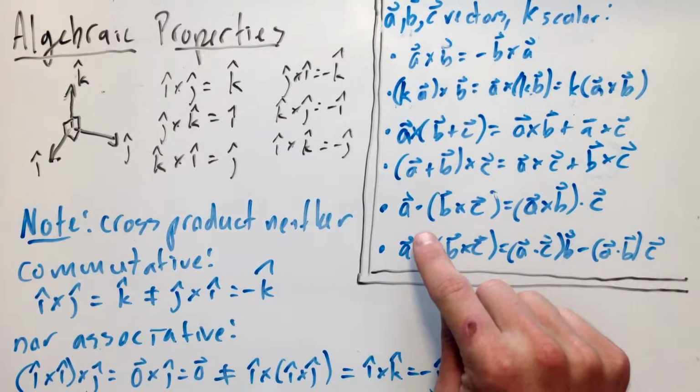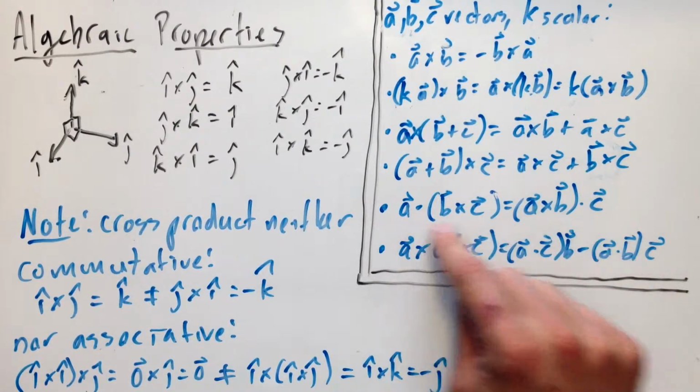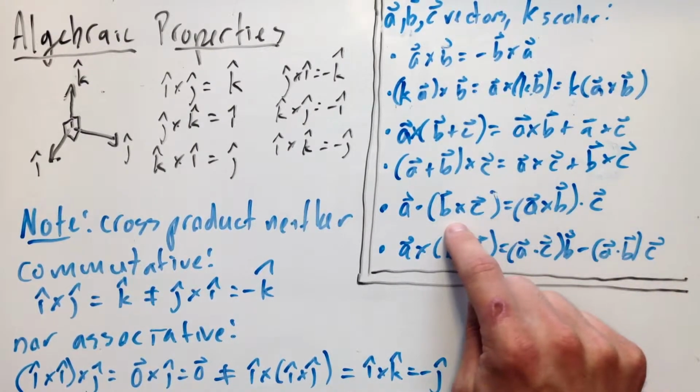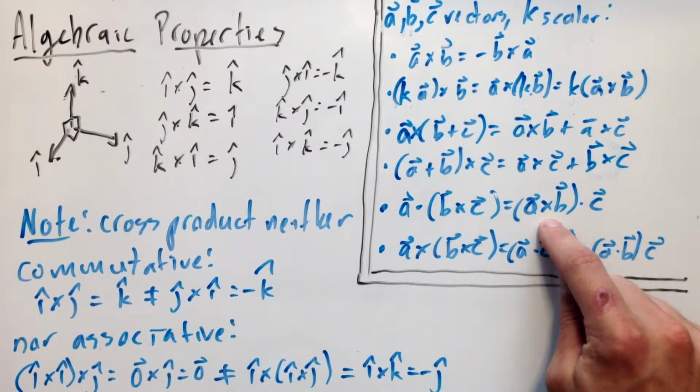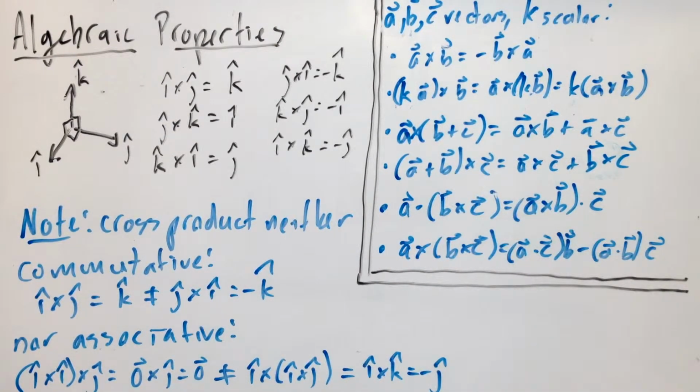Also, it has this interesting property with the dot product. If I cross B and C and then dot with A, it's the same thing as if I cross A and B and then dot with C. In fact, we're going to study this quote-unquote triple product in a second.